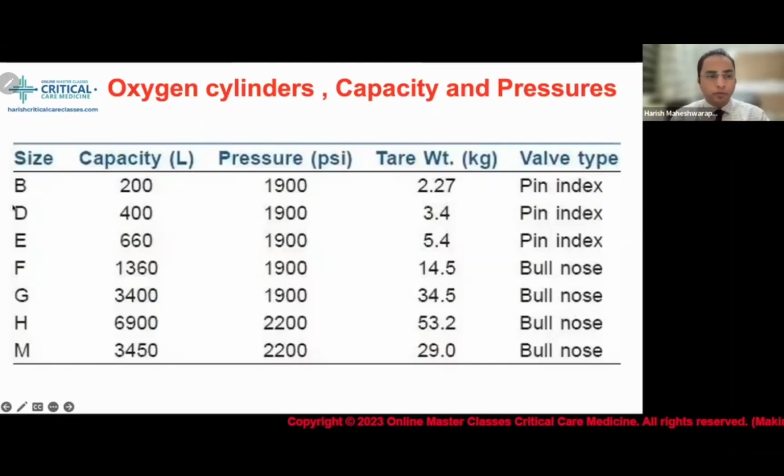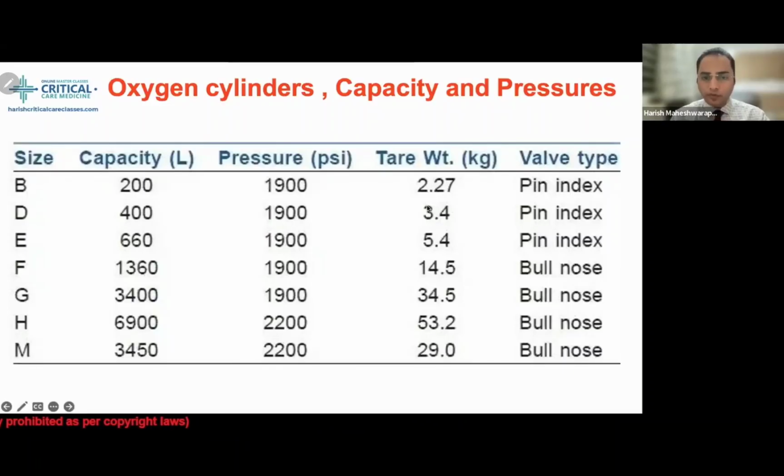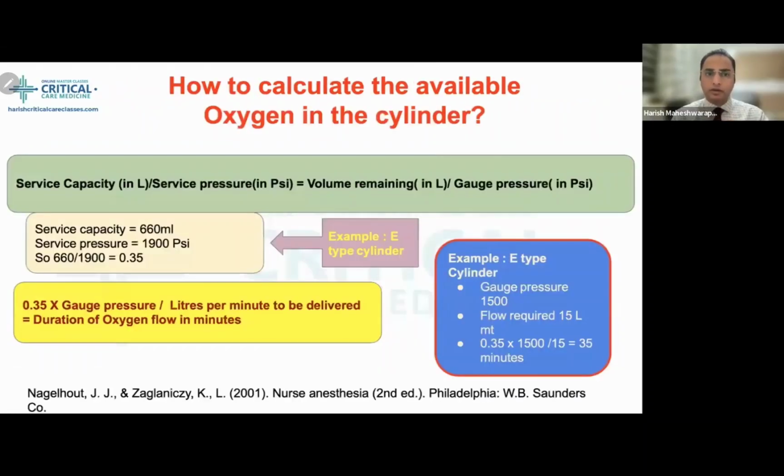So up to B, D, G, the wall type is going to be pin index based. Bigger cylinders, F, G, H, M, have a bull nose type of wall type. We need to understand their total weight and the pressure in a particular cylinder type, so that we have some idea when we consider transferring a particular patient.